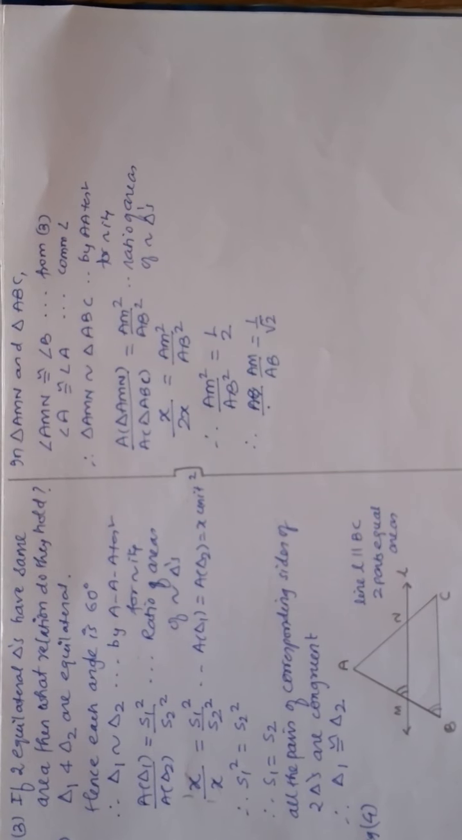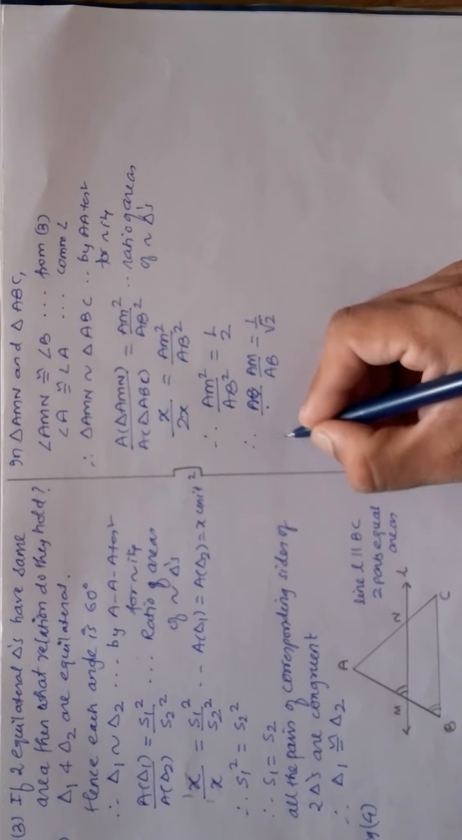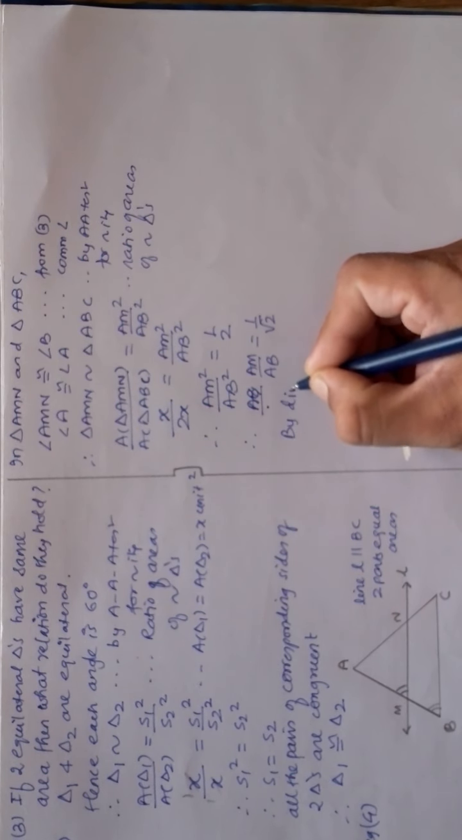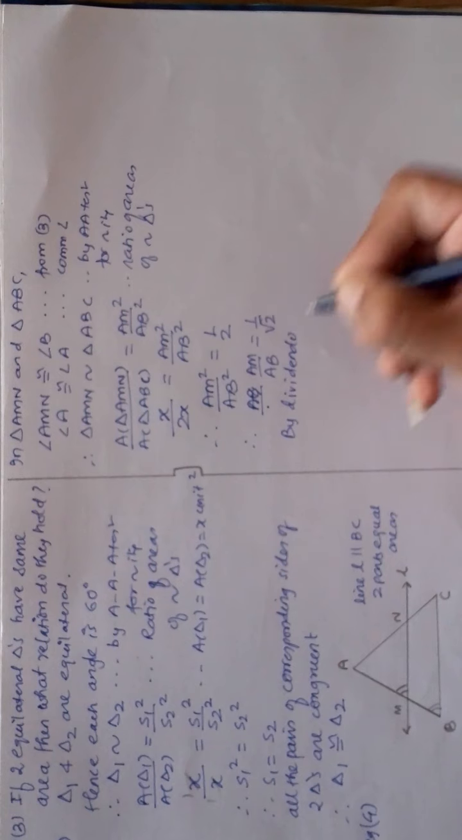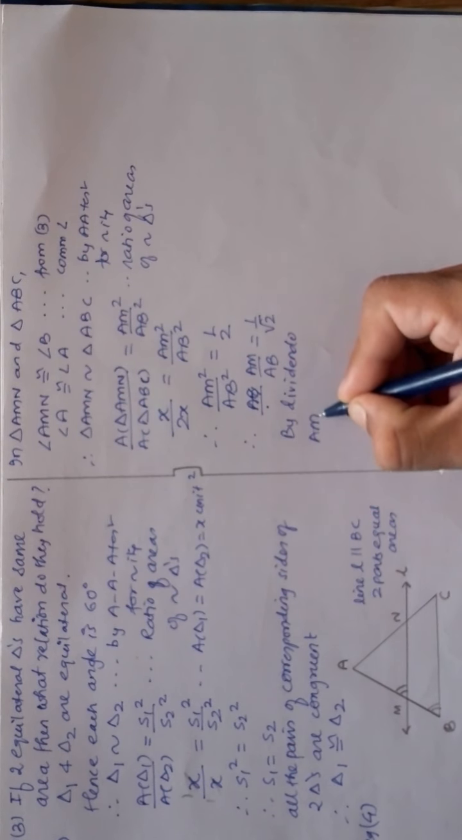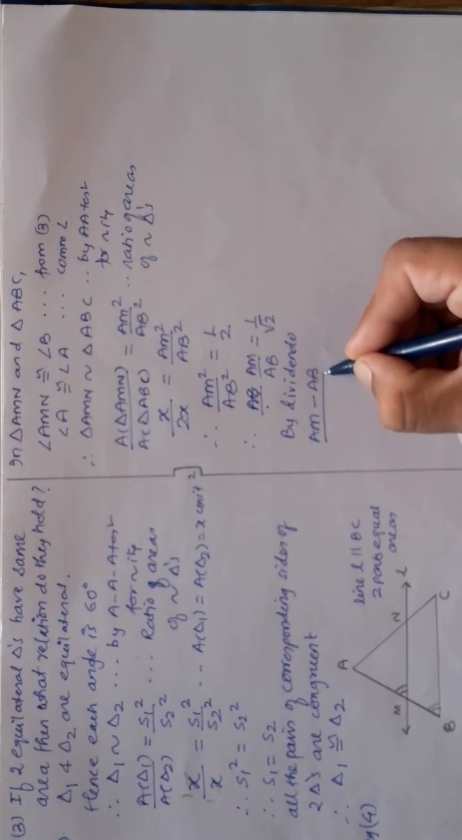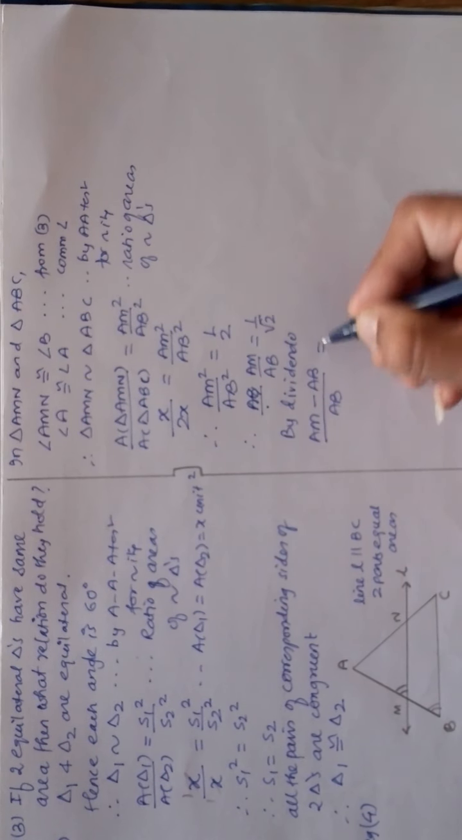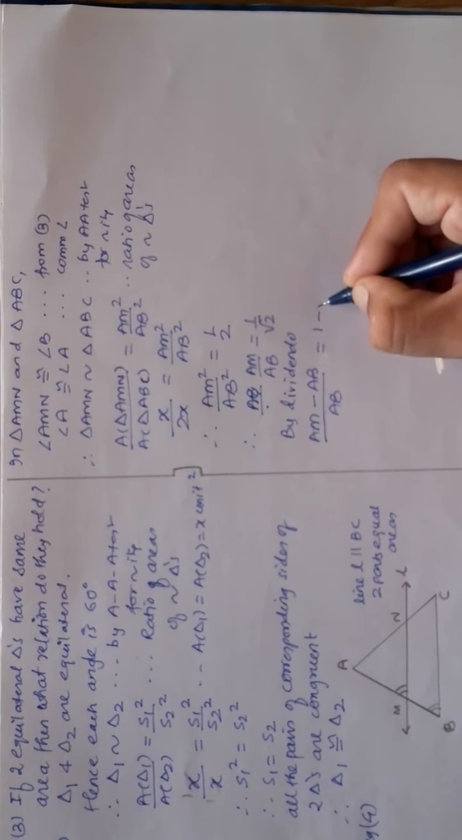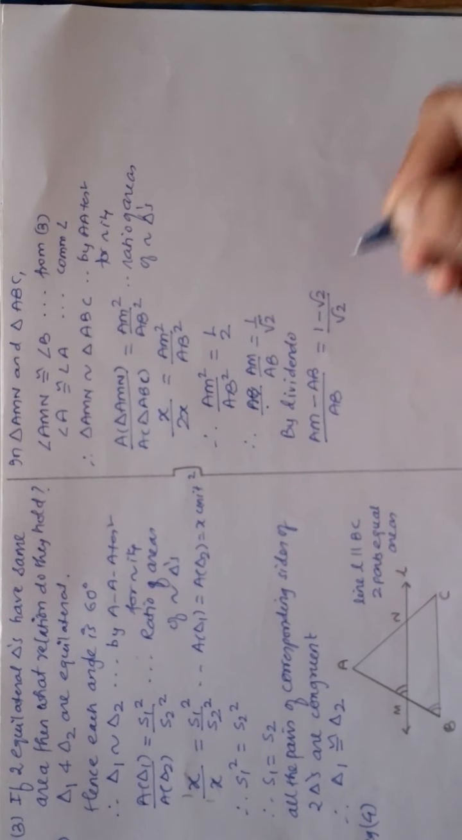So I am stuck now. What to do? Think, pause and think. I will not do anything. I will carry out the subtraction only, that is by dividendo, and I will think later about what to do. So it is antecedent, that is numerator, minus consequent, that is denominator, is to denominator: numerator minus denominator is to denominator.